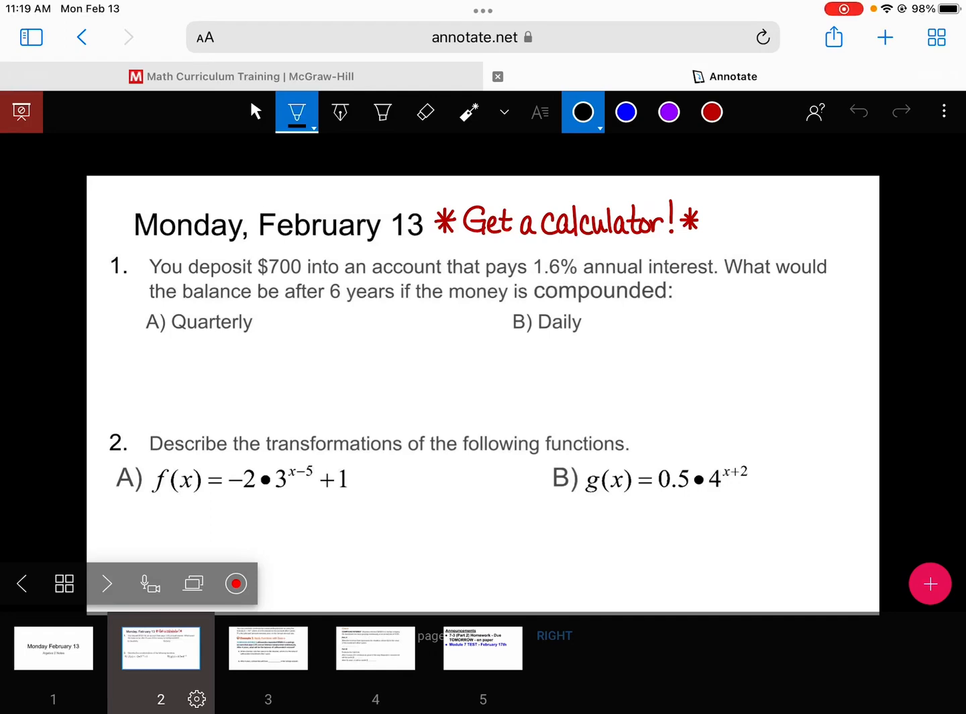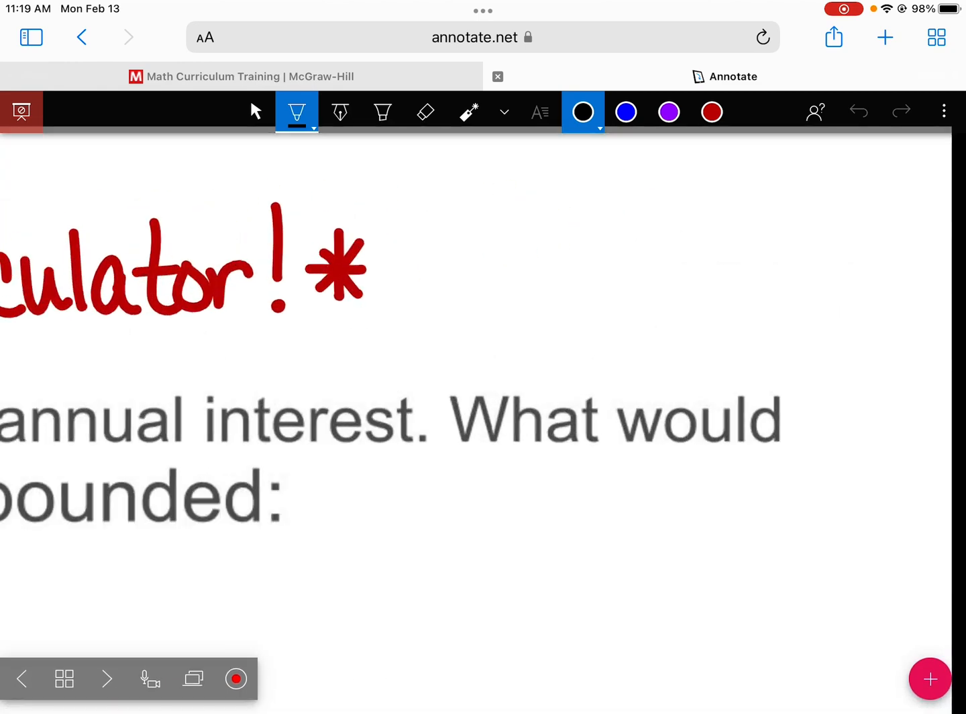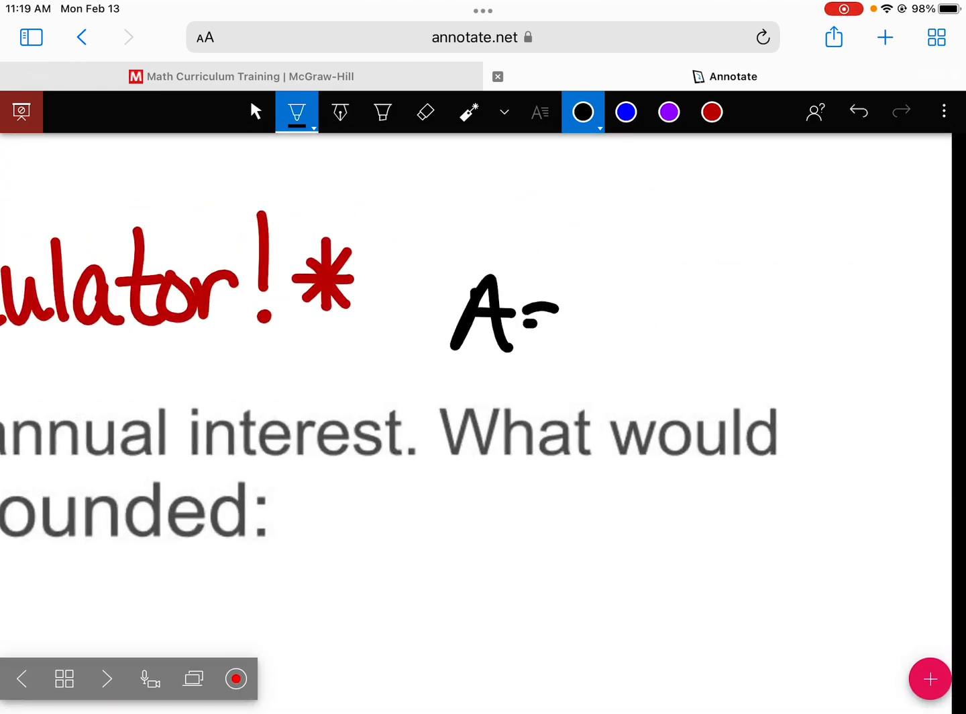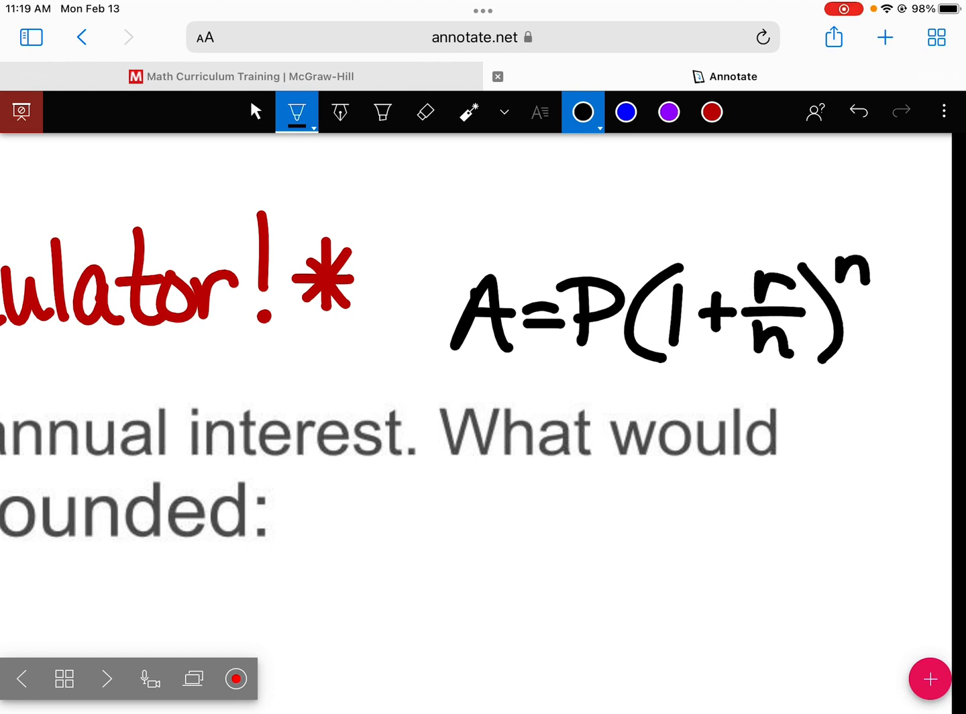All right. Let's talk about this. In number 1, before we do parts A and B, what's the formula that I need to be using for this? P times (1 plus r over n) to the power of nt. Yes. Yep. What does the capital P stand for?